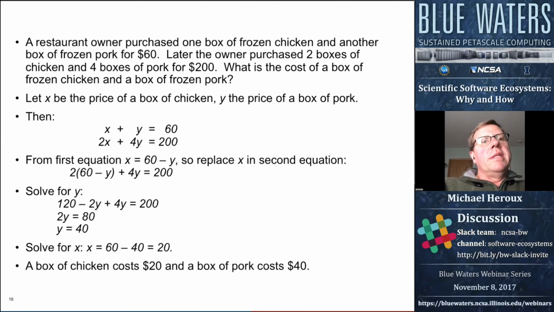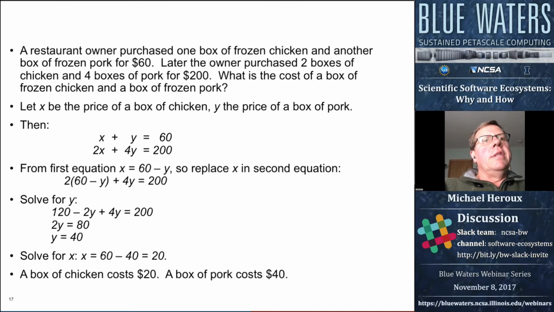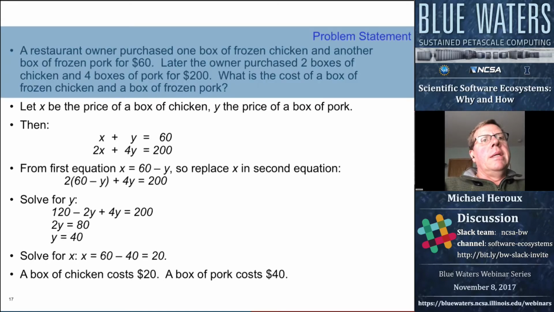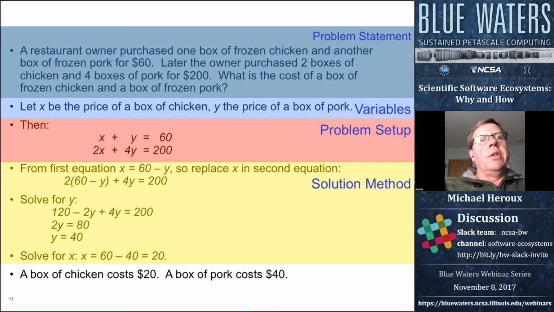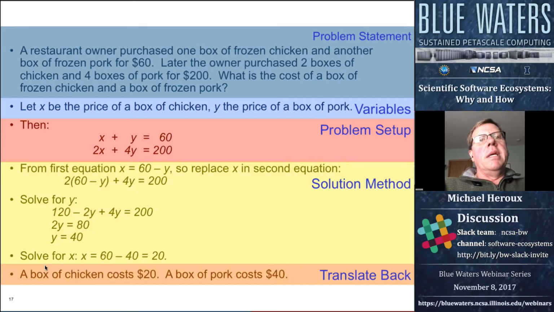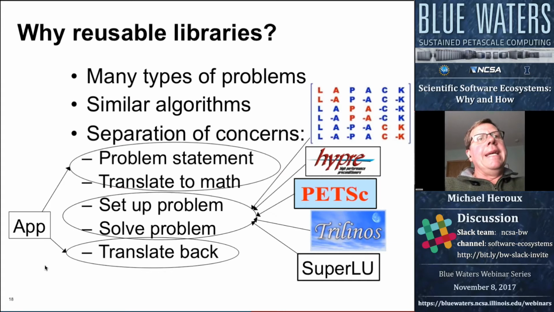So the point of this simple example is to show that there's a separation between the definition of the details of the problem and then the technique that was used. For example, here's the problem statement, the variables, the problem setup, the solution method, and then we translate back to the application. So what we're able to do, understanding that this is a dynamic in many applications, is that we can separate these concerns: the problem statement, the translation to mathematics, then the setup, solve, and translate back.